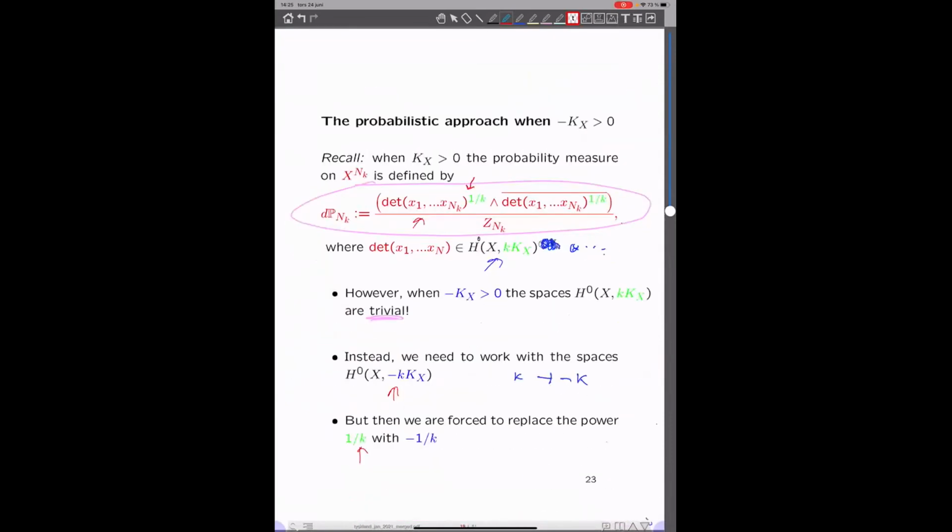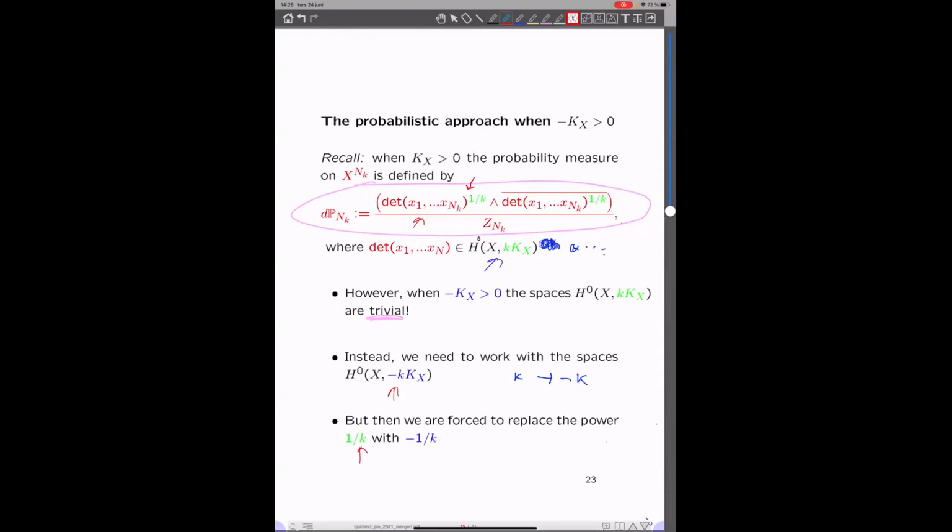Okay, so let's try to repeat the probabilistic approach in the case when minus kx is positive. Let's first recall how we did it when kx is positive. I define my probability measure as this canonical form, alpha, which is the kth root of the determinant wedge itself, and then normalized. And I built the determinant from the space of pluricanonical forms.